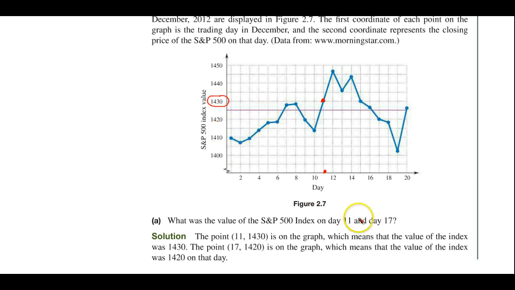And later on day 17, day 17 would be right there. We go up and then over, it's this. So I think this is something easy, and these points seem to be right on the grid, so we didn't have to guesstimate what was going on here.